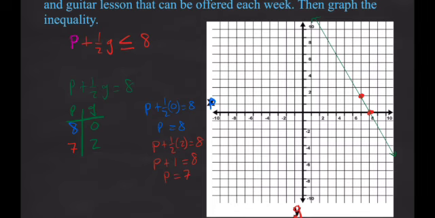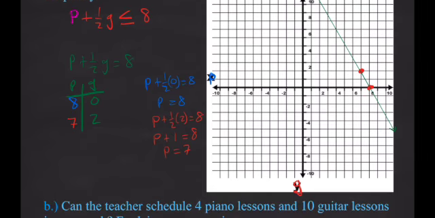All right, let's go ahead and highlight our answer. Let's just choose a point. The best point to choose is 0, 0, so I'm going to choose that. That's over here. He could choose to teach 0 piano lessons and 0 guitar lessons. Maybe he had no students that week, or maybe they were on spring break. So if we choose 0, 0, this would be 0 plus 1 over 2 times 0 is less than or equal to 8. Well, half of 0 is 0, 0 plus 0 is 0, and 0 is indeed less than or equal to 8.